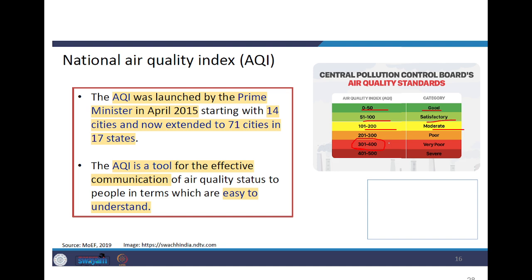If you see the newspaper every day, they will give one AQI value based on all the pollutants, PM, SO2, all the criteria pollutants. Based on that, they will give the AQI standard. If it is 384, it's very poor. You should not come out. If it is satisfactory, you can roam around. So that's what the air quality index mentions.